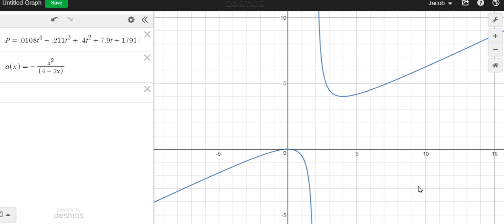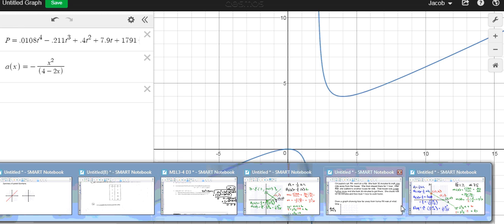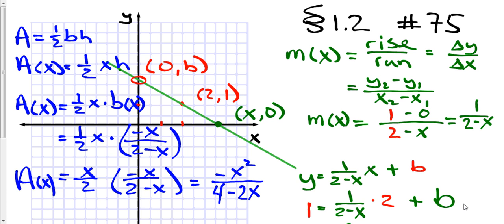Now, that's what the graph of this function looks like. But I've got a question for you that we did not answer. Actually, the book had a question. What is the domain of this function?